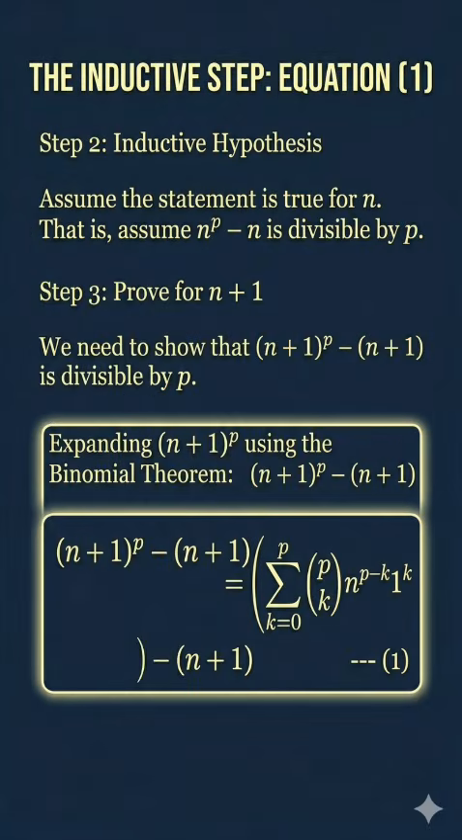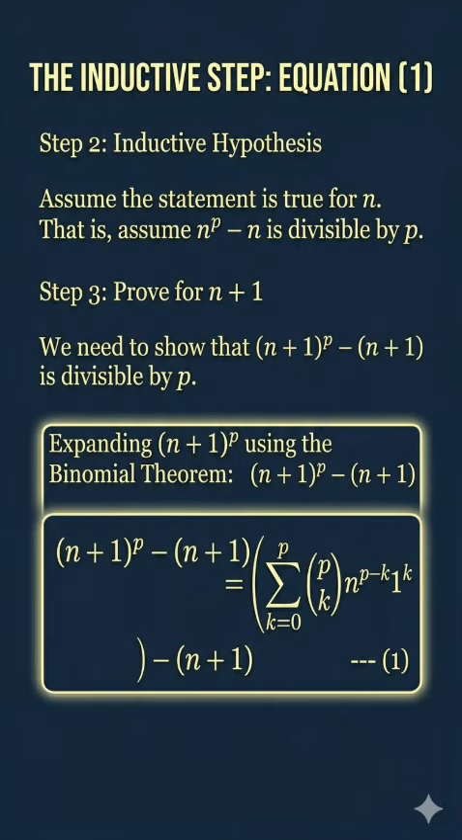Now for step 2, we make an assumption, our inductive hypothesis. We assume the theorem is true for a general whole number n. Our goal in step 3 is to show that if it works for n, it must also work for n plus 1. We start by substituting n plus 1 into the equation by applying the Binomial theorem.